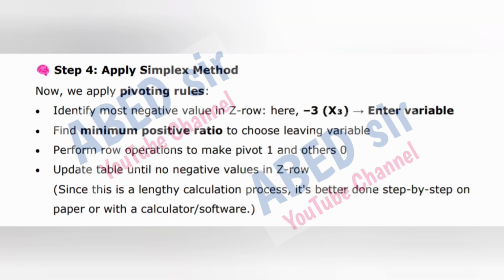Step 4. Apply Simplex method. Now, we apply pivoting rules. Identify most negative value in Z row, here minus 3, x3 enters as the variable. Find minimum positive ratio to choose leaving variable. Perform row operations to make pivot 1 and others 0. Update table until no negative values in Z row. Since this is a lengthy calculation process, it's better done step by step on paper or with calculator software.